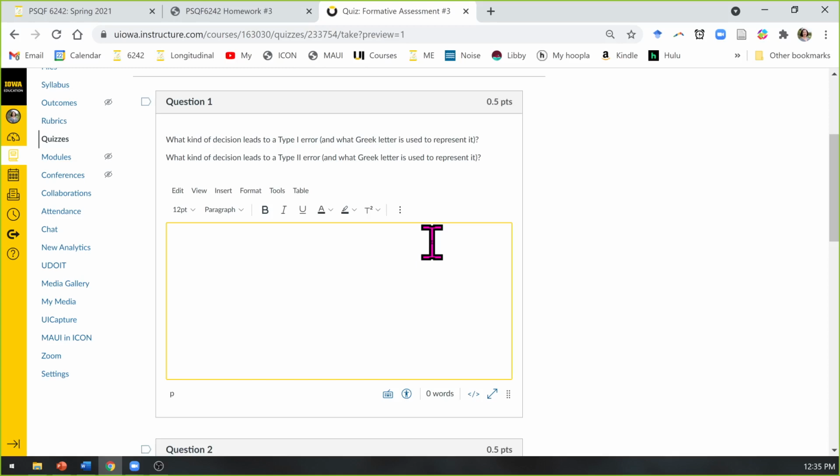What kind of decision then leads to a type 2 error? It's a false negative. So you're saying something is not significant when it is. Yes, when you have an effect in the population and you do not reject the null hypothesis, when you retain. Or more simply, you miss something. That's a type 2 error.